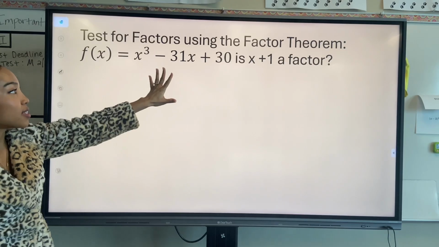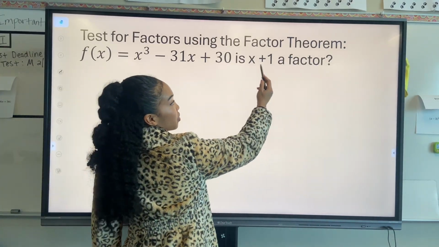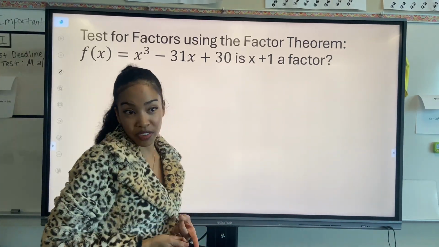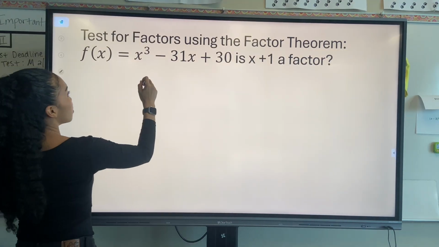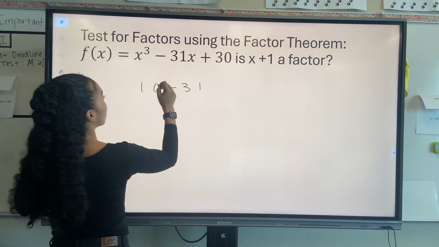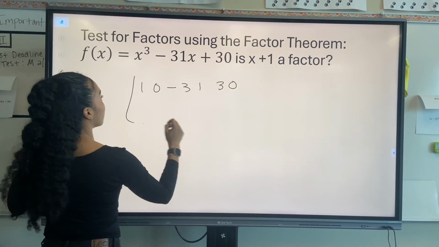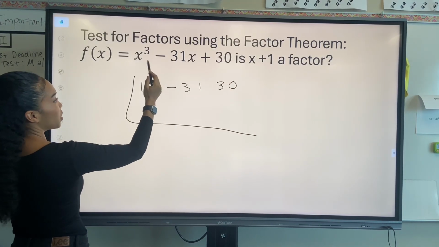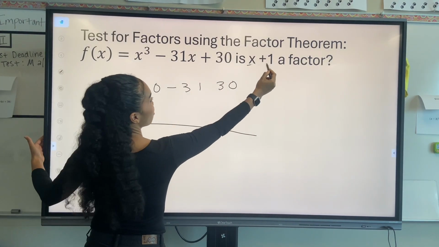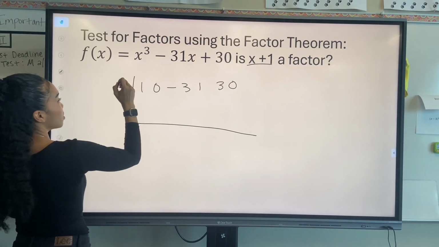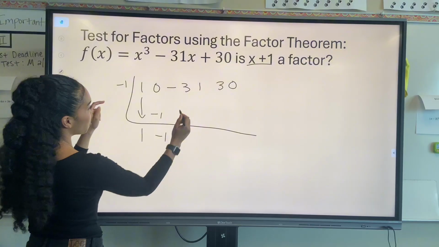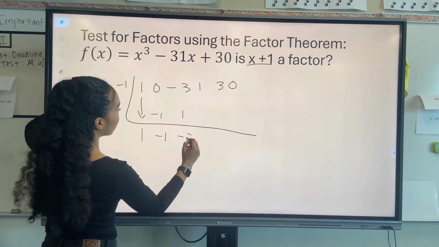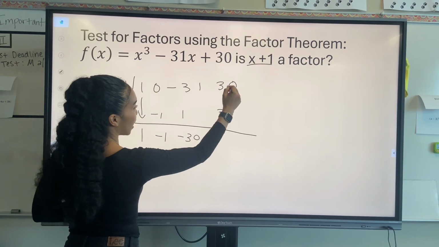I want you guys to tell me if this is a factor. You can use synthetic division, or you could do long division. Ready, go. Let me know. You have to put a 0 here because it's missing the squared term. And this is the factor, so the 0 that corresponds to it is negative 1. Multiply, add, multiply, add, multiply, add.